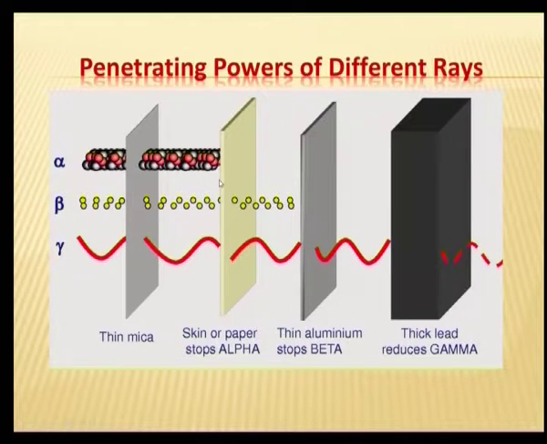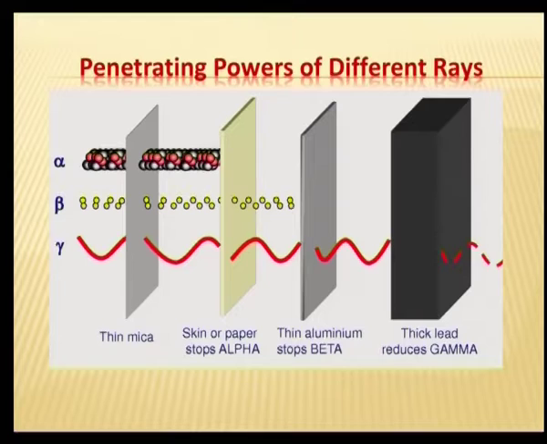The human hand will be able to stop the alpha radiation, or paper stops alpha, whereas the beta radiation will penetrate the paper or thin mica, and the skin will be penetrated. The beta particle, the electron, will pass through the skin and will be stopped by a thin aluminum sheet. On the other hand, gamma cannot be stopped even by an aluminum block, and even a thick lead block will not be able to stop the gamma radiation. If you allow the gamma radiation, it will pierce through the wall.